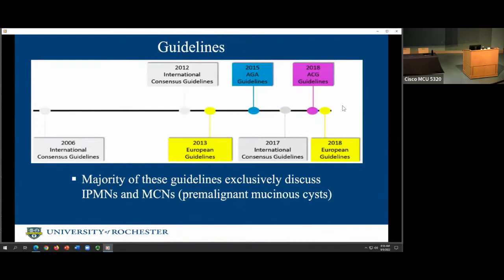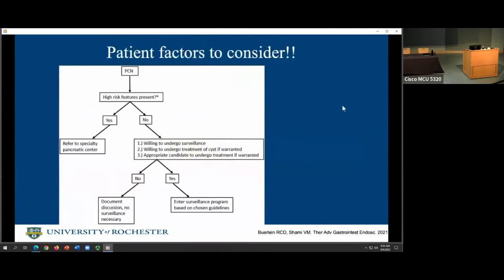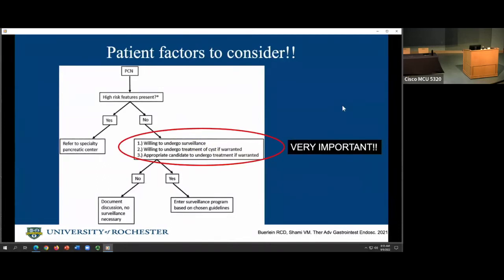Prior to delving into the specifics of the guidelines, it is important to understand that the majority of these guidelines are exclusively discussing IPMNs and mucinous cystic neoplasms, because we did discuss that serous cysts and pseudocysts do not require surveillance. So before embarking on any surveillance for the pancreatic cyst, the main thing to understand for pancreatic cystic neoplasm is that if they have high risk features, you refer them to a pancreatic center.